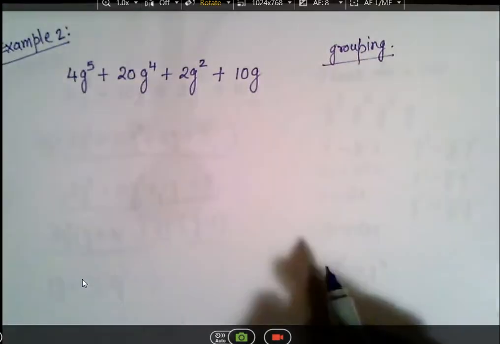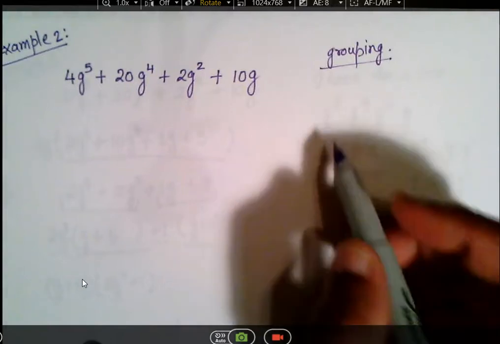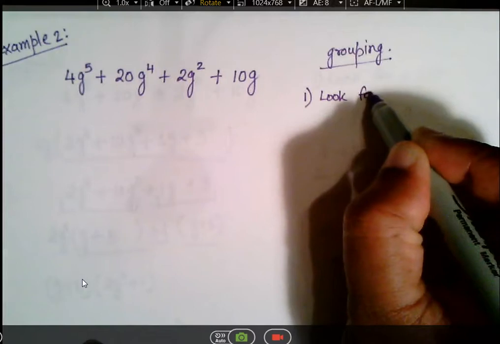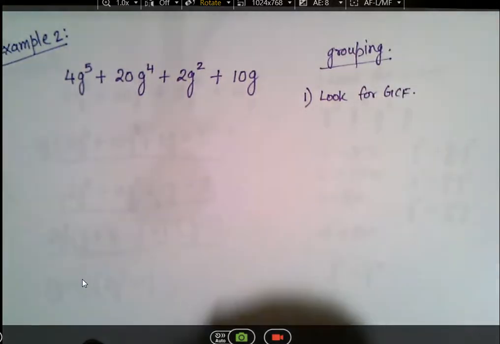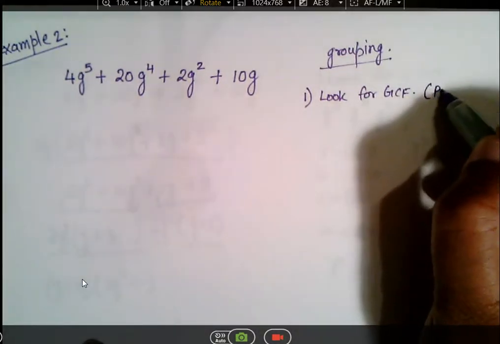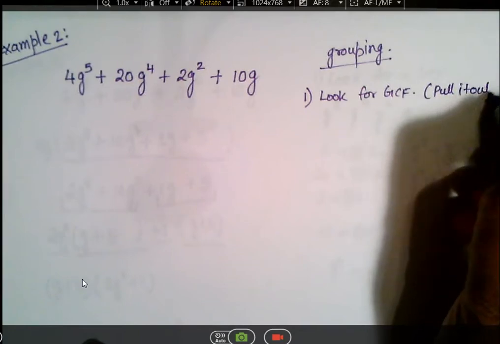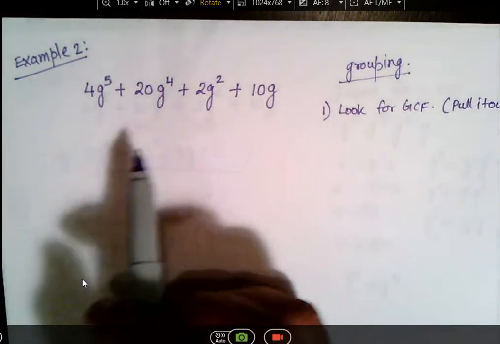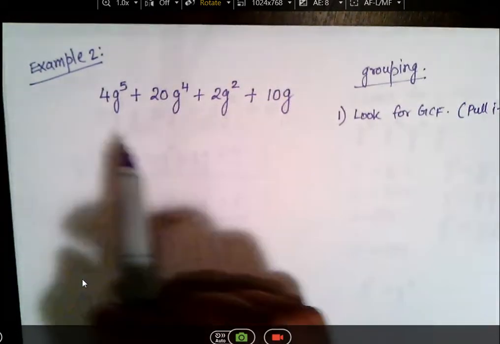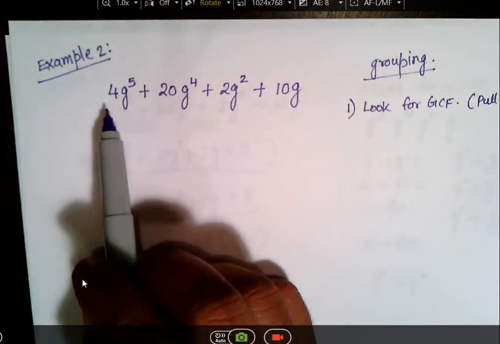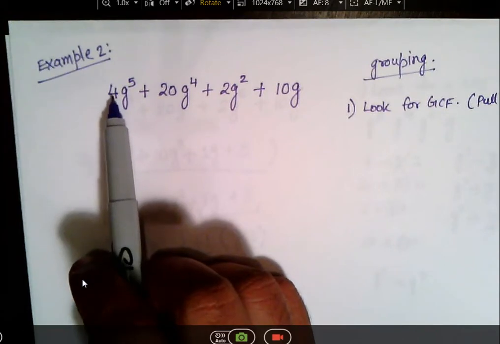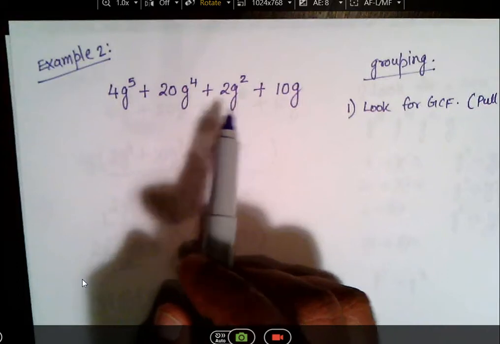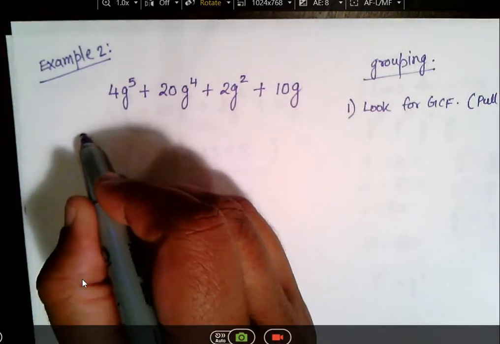Okay, so when I start factoring any polynomial, the first step is always to look for a GCF and pull it out. So I'm going to be pulling out a GCF between these 4 terms, if I have one. Looking at it, it looks like it's got one. I'm looking at my numbers 4, 20, 2 and 10. Between the numbers, my greatest common factor is 2.